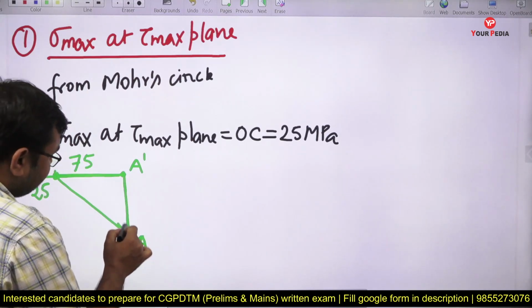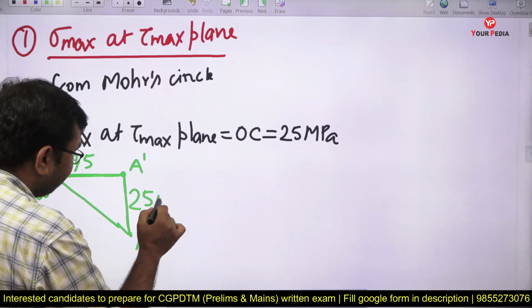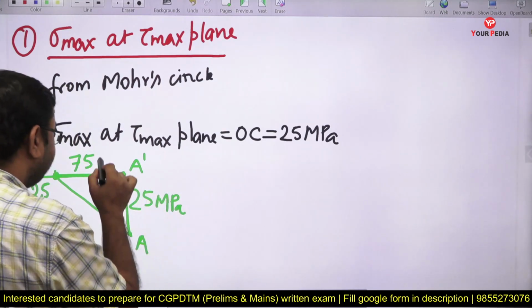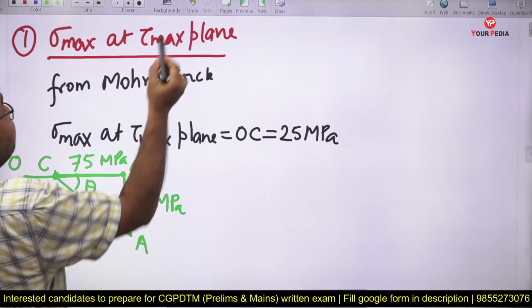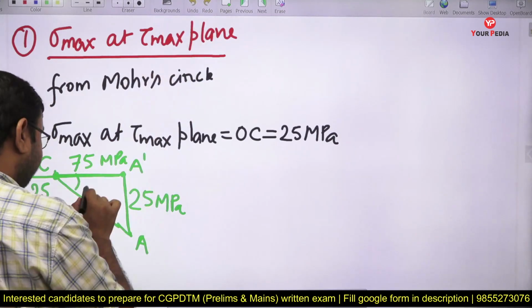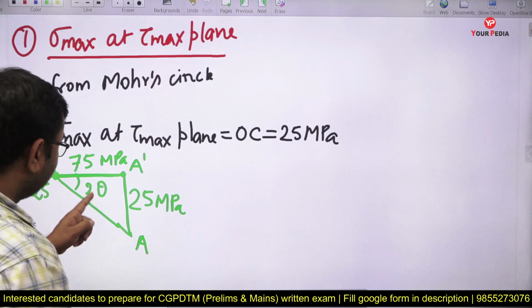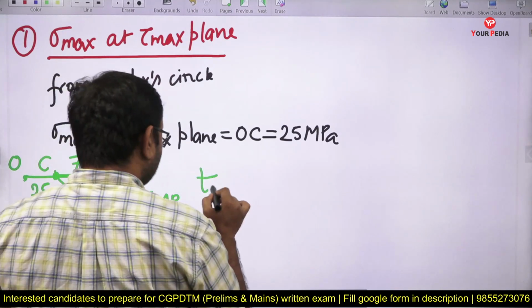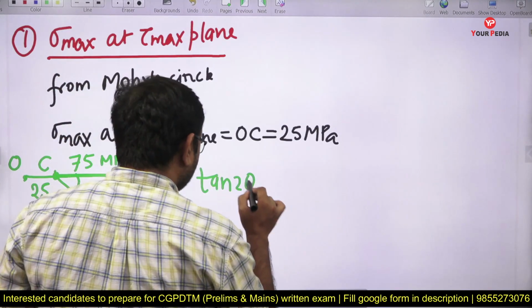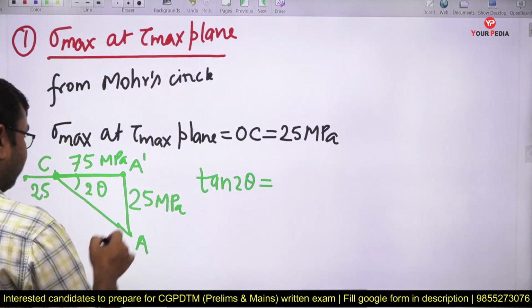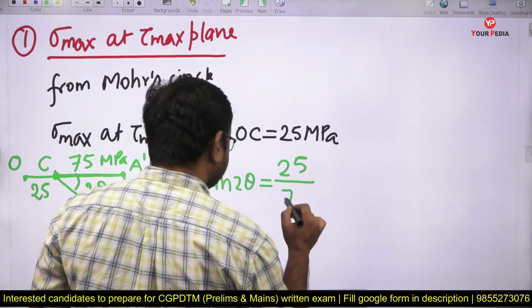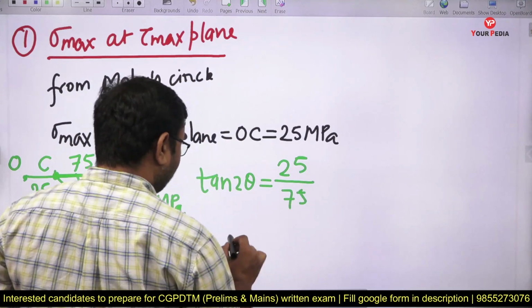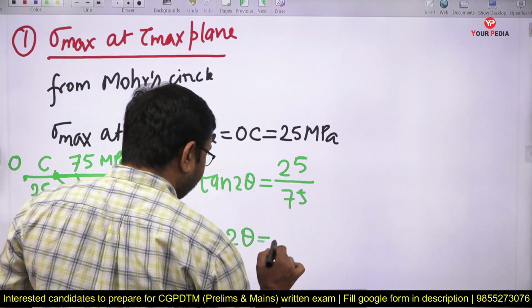And what about this distance? This is 25 megapascal, yes or no? And let's say this angle is 2 theta. This angle is 2 theta. So what about 2 theta? Can I apply tan 2 theta? Tan 2 theta is nothing but perpendicular upon base, and perpendicular is 25 and base is 75. So from this you can determine 2 theta, correct?